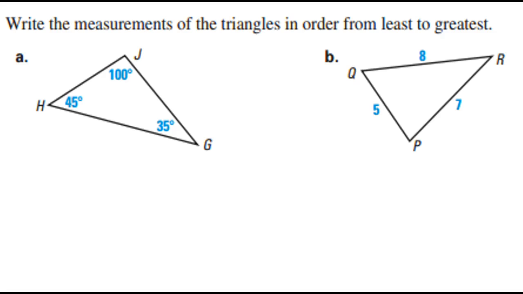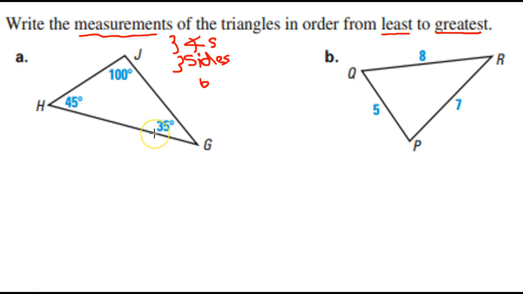Here are two examples in which the directions ask you to write the measurements of the triangles in order from least to greatest. First of all, I want to clarify what the word measurements means. We have two types of measurements for every triangle: angles and sides. So for each one of these questions, you are going to have 6 pieces of information because there are 3 angles and 3 sides.